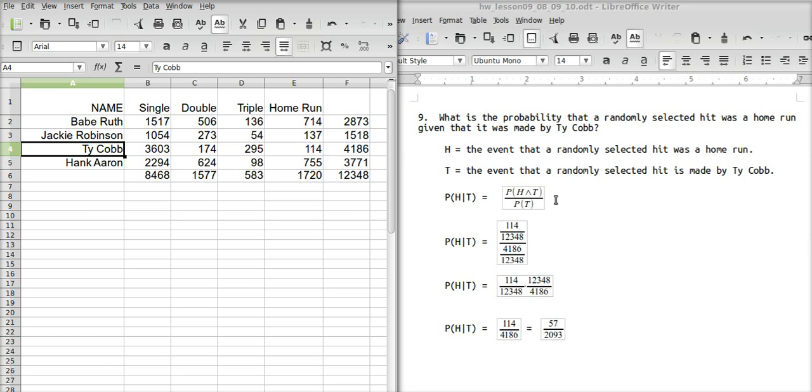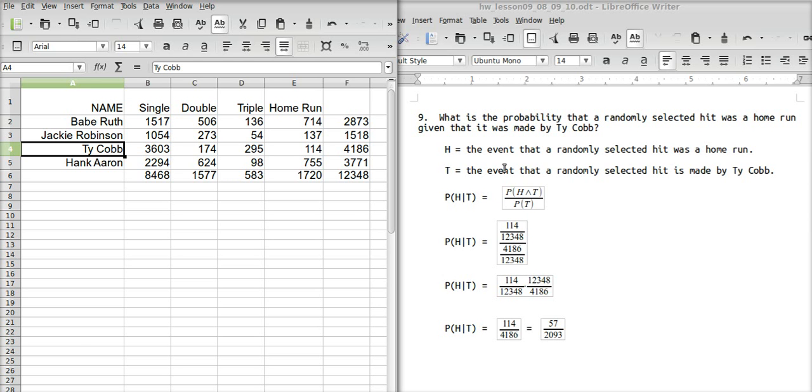So again, we go to the formula for conditional probability there. The probability of H given T is the probability of H and T divided by the probability of T. So we go to the table to get our numbers here. First, for the probability of H and T. So that would be the probability that a randomly selected hit was a home run and made by Ty Cobb. So that's this entry right here. 114 home runs were hit by Ty Cobb. So the probability that a randomly selected hit was a home run by Ty Cobb would be 114 right over the grand total.